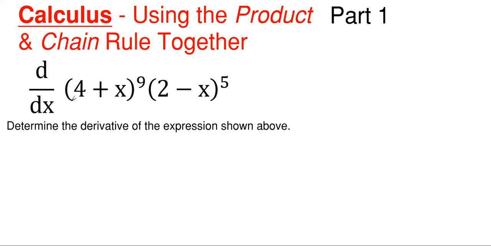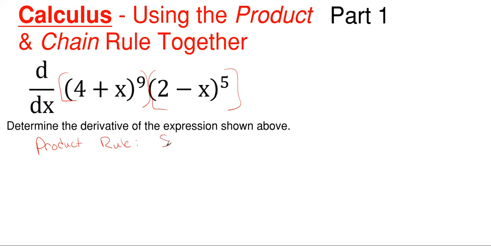We are tasked with finding the derivative of this expression shown. So what we're going to have to do is use the product rule because we have two portions being multiplied together like this. In order to use the product rule, we are going to have to set some variables.